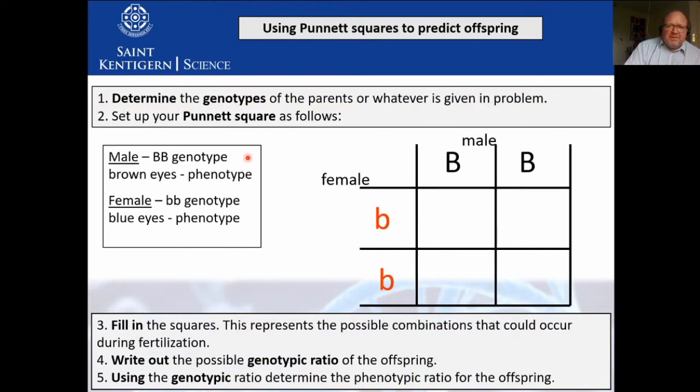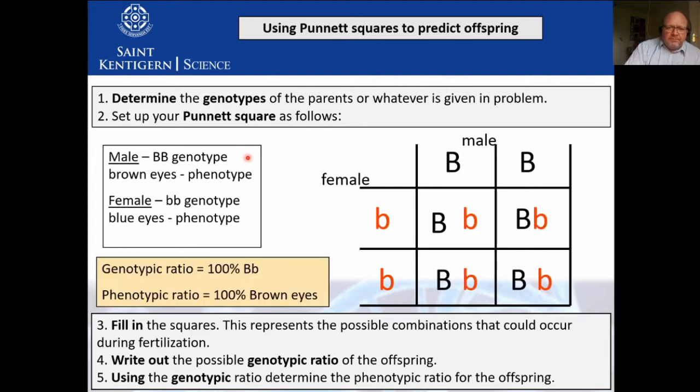So, determine the genotypes of the parents of whatever is given in the problem. Set up your Punnett squares. This is how to actually answer the questions, but we've gone through that already.